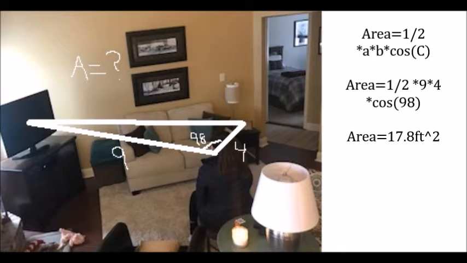Using the formula for area, A equals 1/2 bc times sine of angle A. The two legs we know are b and c, and we know the angle as well. So the area equals 1/2 times 4 times 9 times sine of 98, which is 17.82 feet squared of the living room.